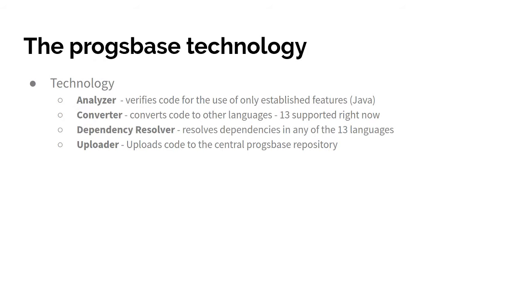Now, what technology comes with Progsbase? We have built an analyzer, which verifies code for the use of only established features. It takes Java as an input language for now. There's a converter, which converts code to other languages. 13 different programming languages are supported right now. There's a dependency resolver, which resolves dependencies in any of the 13 languages. And there's an uploader, which uploads code to the central Progsbase repository.